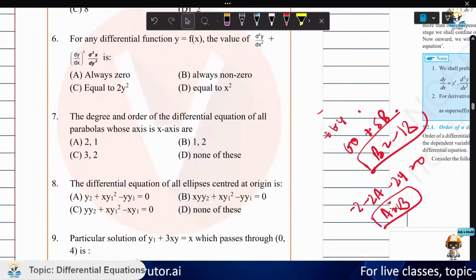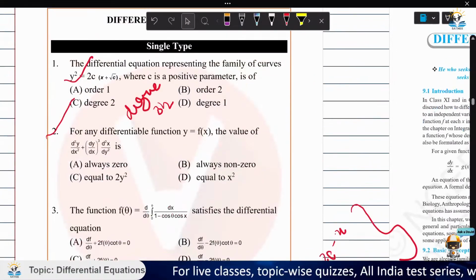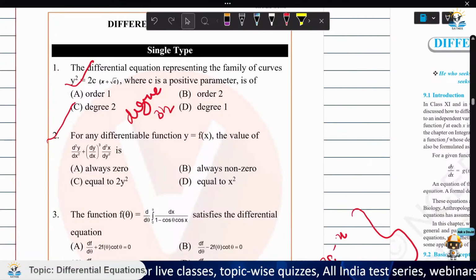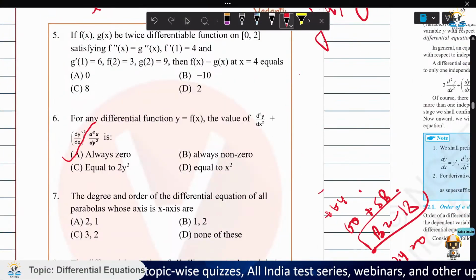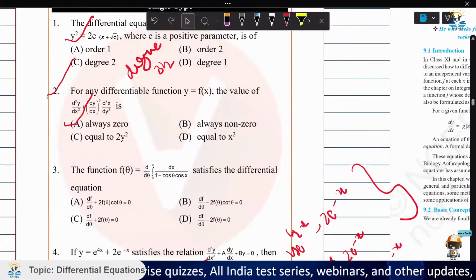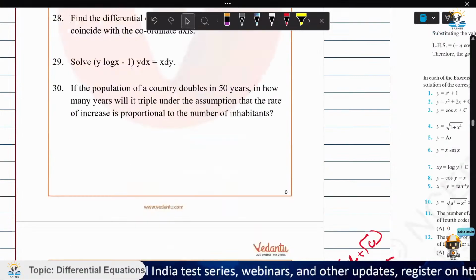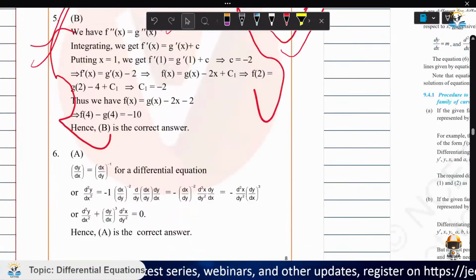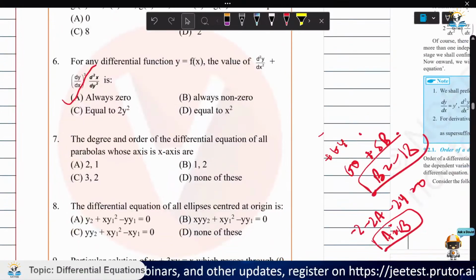Cool. Let's move to the next question we have: for any differentiable function y is equals to fx, the value of d. We just did this question, right? This was equal to 0. Yes. Sixth has the answer of A. This is the very same question that we did earlier. Let's move on to seventh.